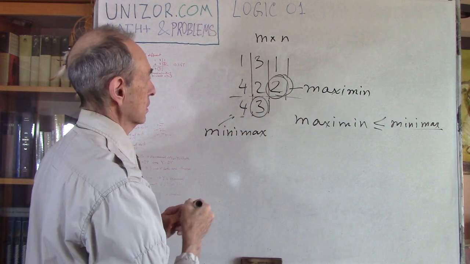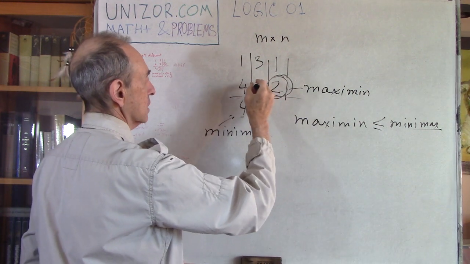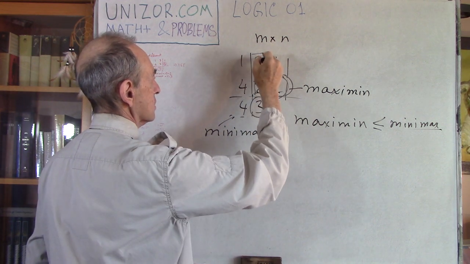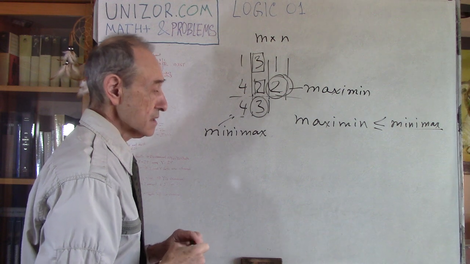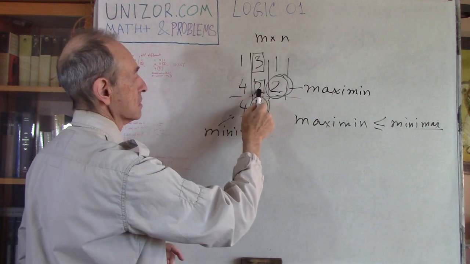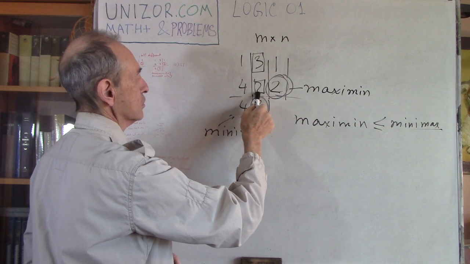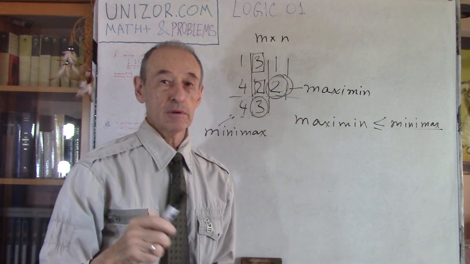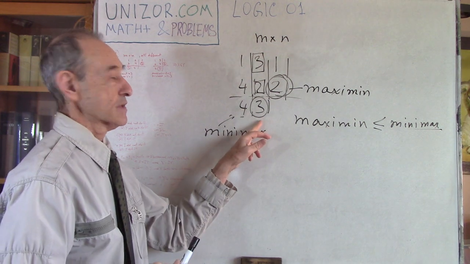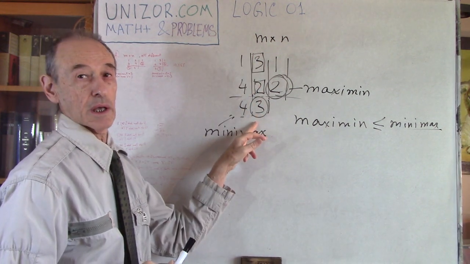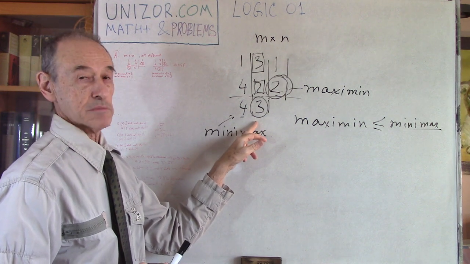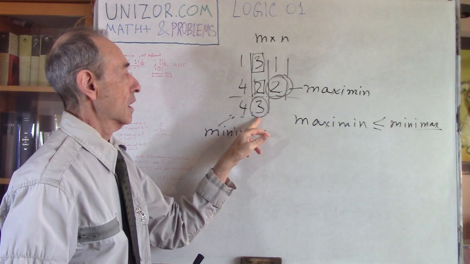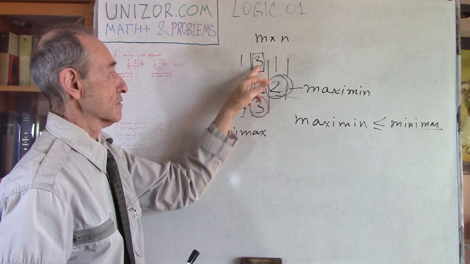So let's mark maximin. It's this one. And minimax 3 is this one. In this particular case, both maximin, which is 2, and minimax, which is 3, are in the same column. But let's remember how we obtained this. We go by column, and we take the maximum among columns. Maximum is always first in this case, right? Which means it is greater. So this would be greater than this one.